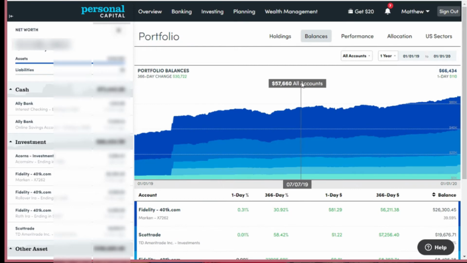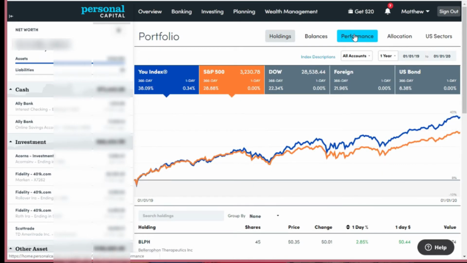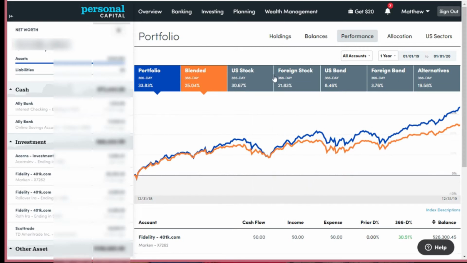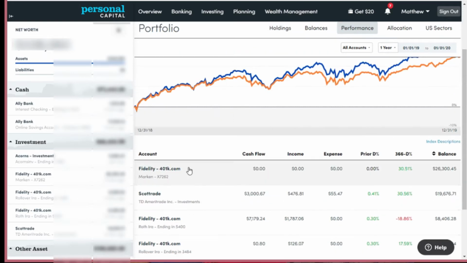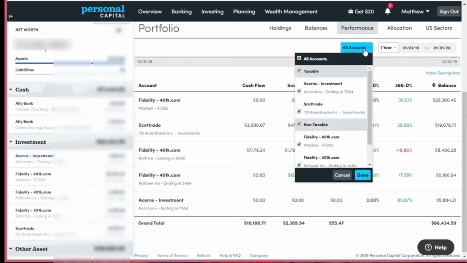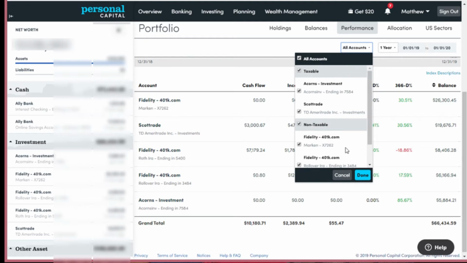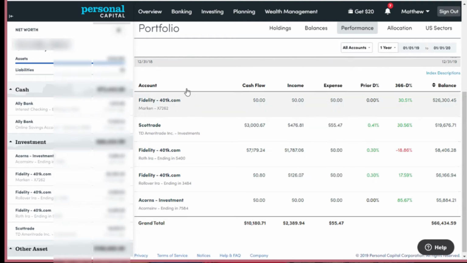And then here we have your portfolio balances, and you can see these are my portfolios. I have some IRAs in here, some Roth IRAs, Acorns, and of course my TD Ameritrade as well. So moving on over to performance, we can see it's pretty similar to holdings, but you can go down here and see all of your investment accounts. I could come up here and add or remove accounts as I please.